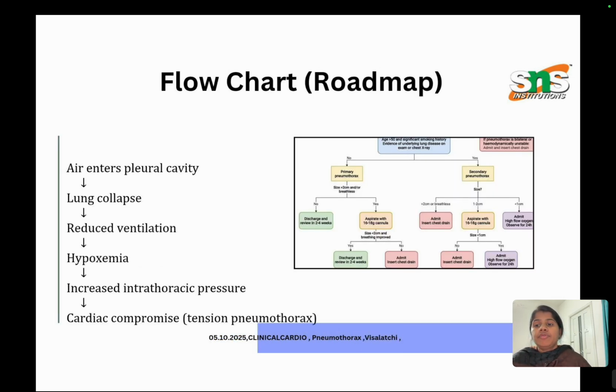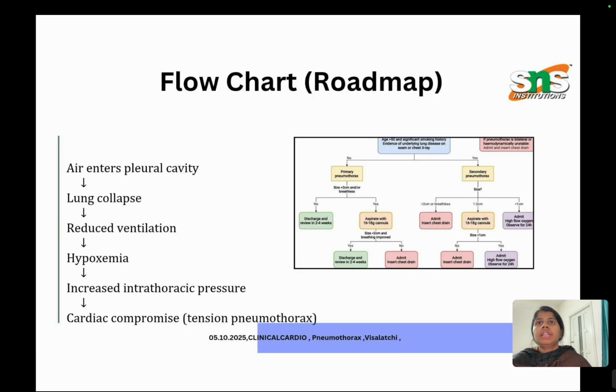This is the flow chart that explains it. Air enters the pleural cavity, which results in lung collapse, and it further results in reduced ventilation, which leads to reduced oxygenation, so that the pressure in the thorax increases, thereby leading to tension pneumothorax as well.